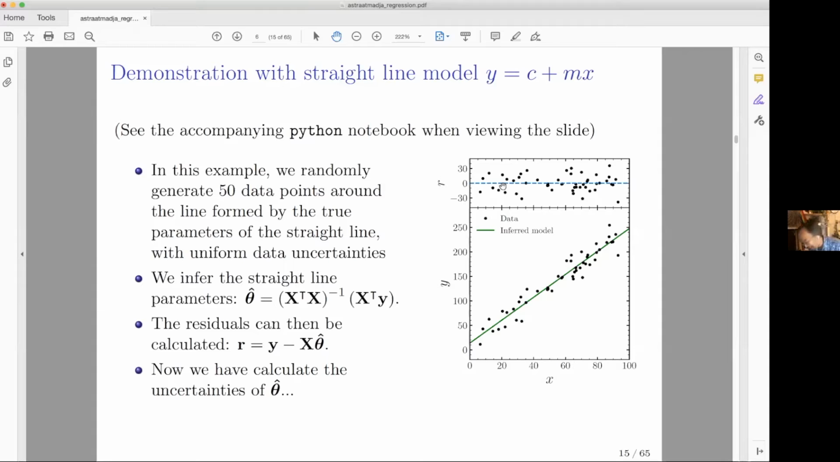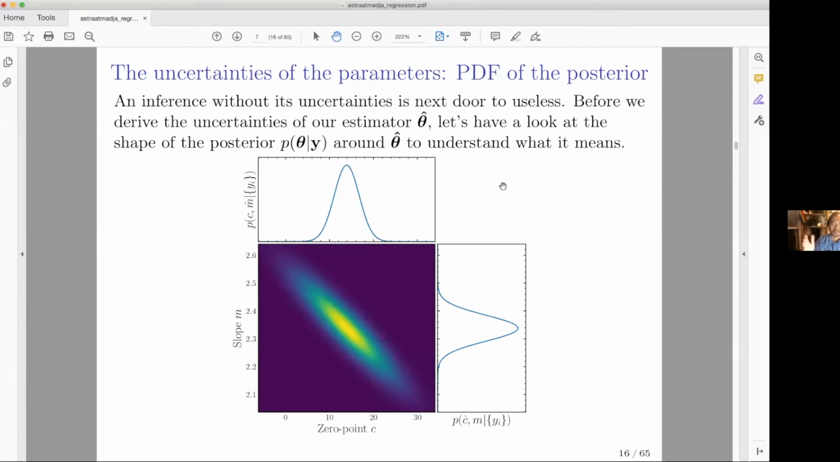Right. So as before, we want to know how uncertain it is. We already did this yesterday. So let's see what the likelihood and the posterior look like in the data space. This is the slope, and this is the zero point, and this is the likelihood of this pair of points. You can see the maximum is around here.